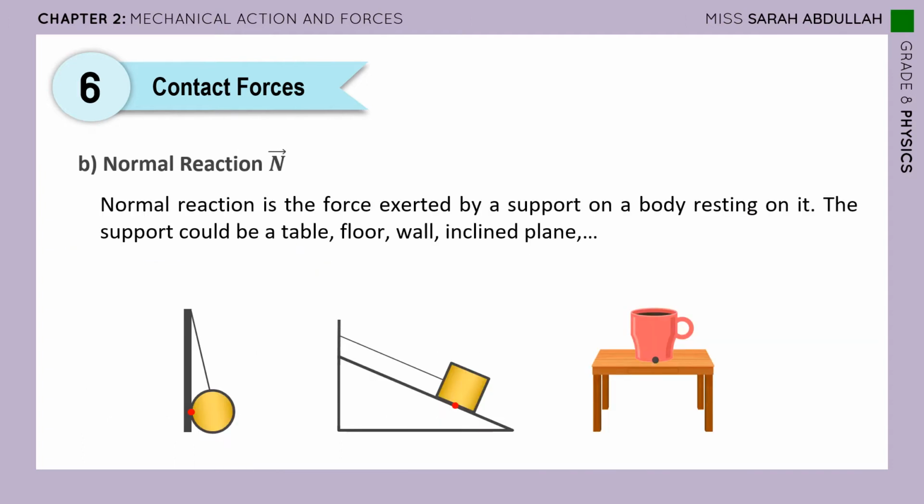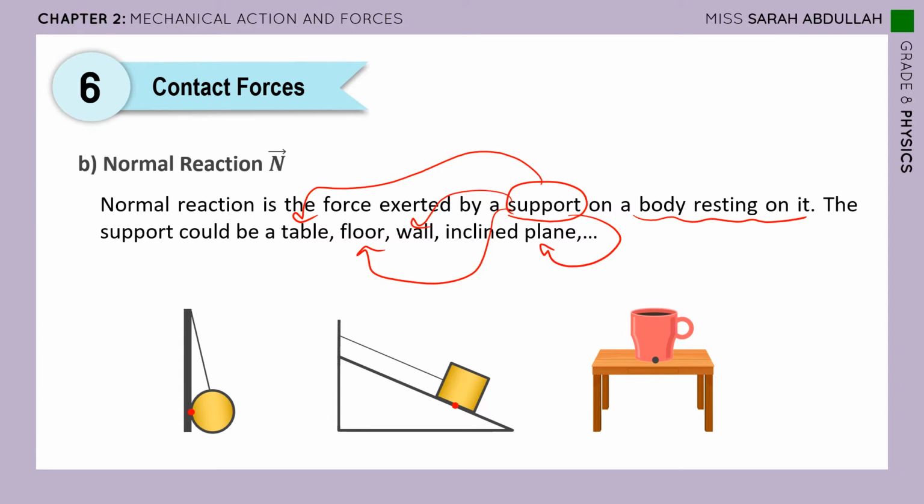And the second contact force is the normal reaction, N. So it is the force that is exerted by the support on the body that is resting on it. Now this support could be a table, floor, wall, or inclined plane. We can see here three different cases.